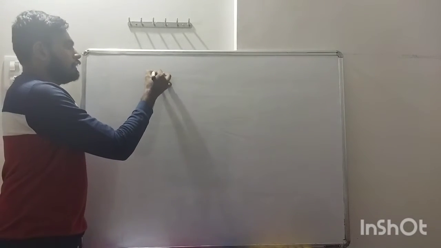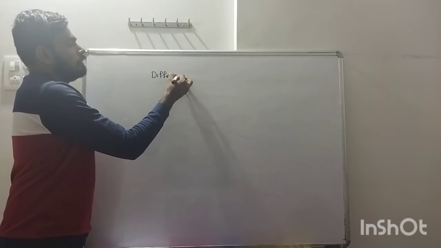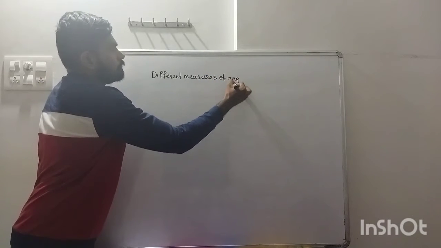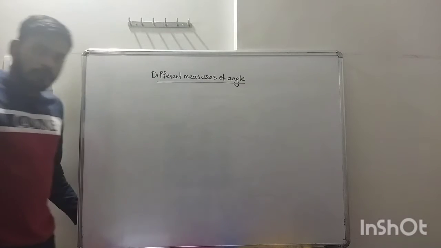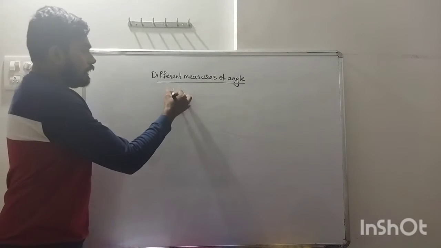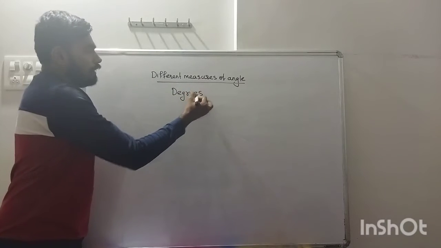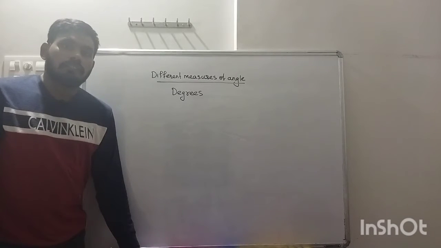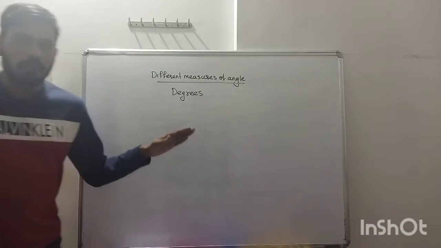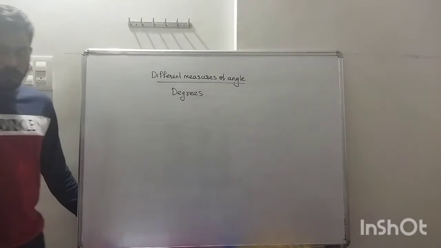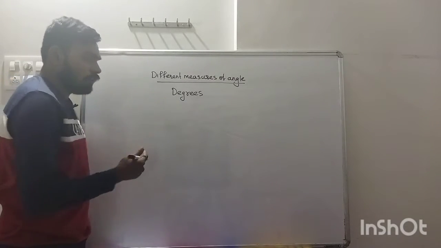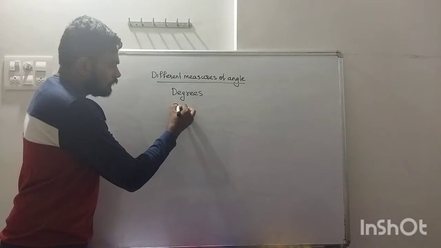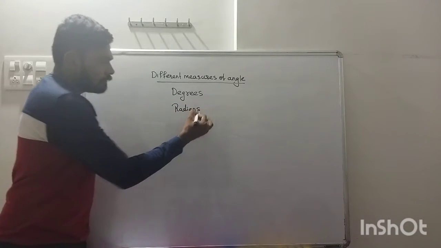Different measures of angle. One of the measures which we have already learned is degrees, which we have been using since lower classes, and we know how to count angles in degrees. One more measure we will learn this year, or after this in 11th, is the measure in radians. This is one more measure.